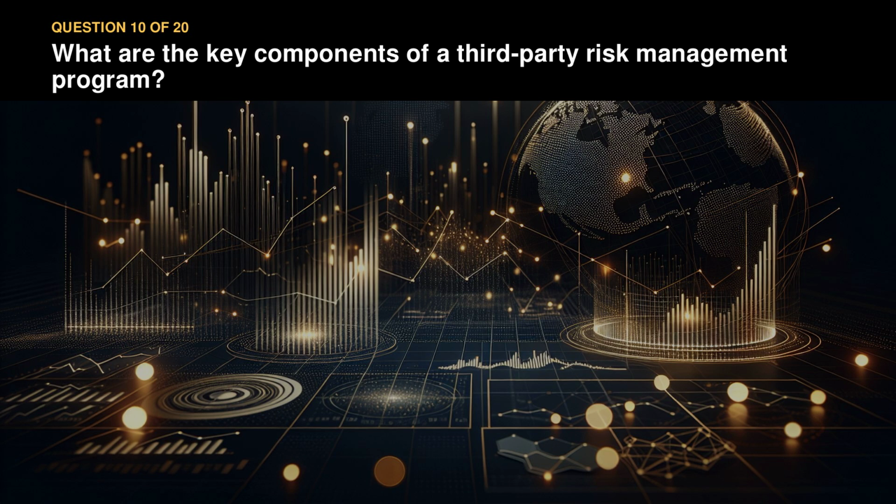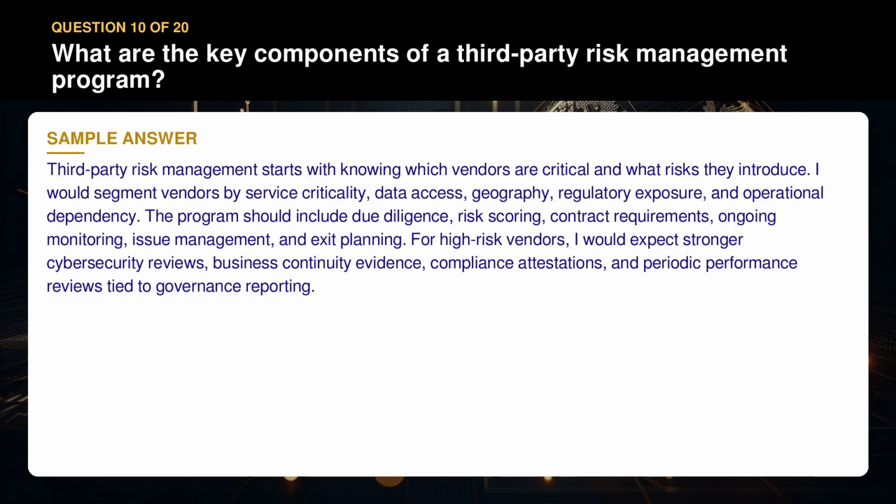Question 10. What are the key components of a third-party risk management program? Third-party risk management starts with knowing which vendors are critical and what risks they introduce. I would segment vendors by service criticality, data access, geography, regulatory exposure, and operational dependency. The program should include due diligence, risk scoring, contract requirements, ongoing monitoring, issue management, and exit planning.